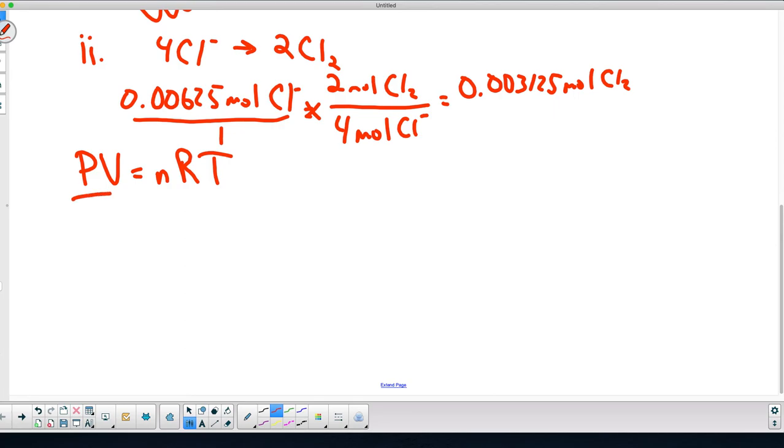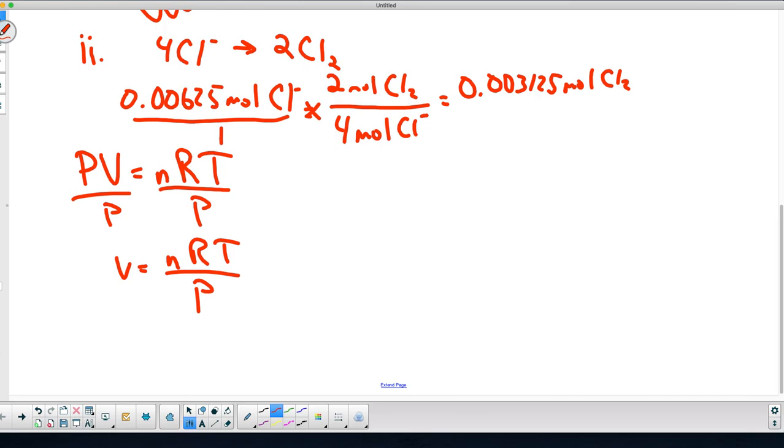If we're solving for volume, then I divide both sides by P like this. Volume equals nRT divided by P. Now there's a couple things that we need to realize here. Number one, our R value has to match our pressure, and our pressure is in atmospheres. Our temperature must be in Kelvin.